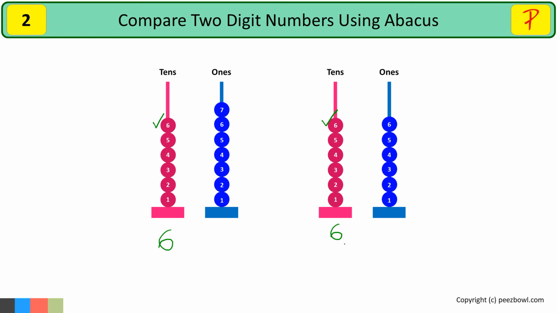So in our case, now we will compare numbers at the ones place. In the first abacus it's 7 at the ones place, and in the second abacus it's 6 at the ones place. As you know that 7 is bigger than 6, so number 67 is bigger than 66. I will place an open crocodile face towards number 67. So here 67 is bigger than 66.